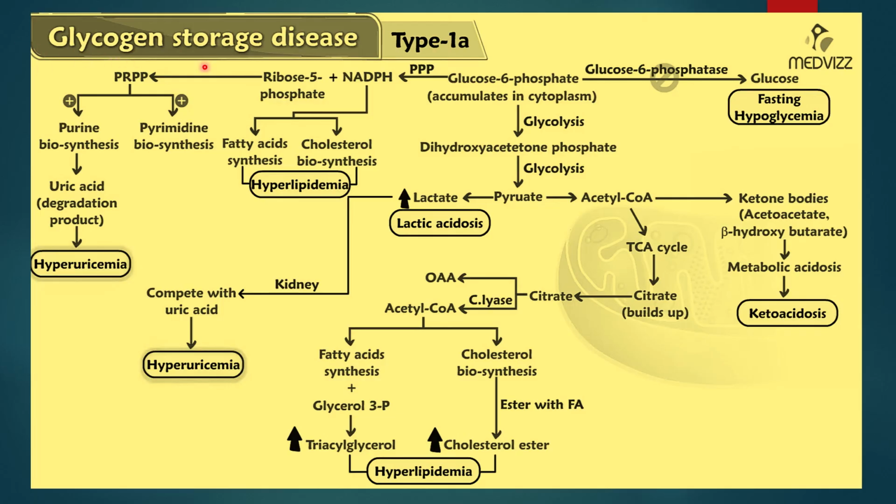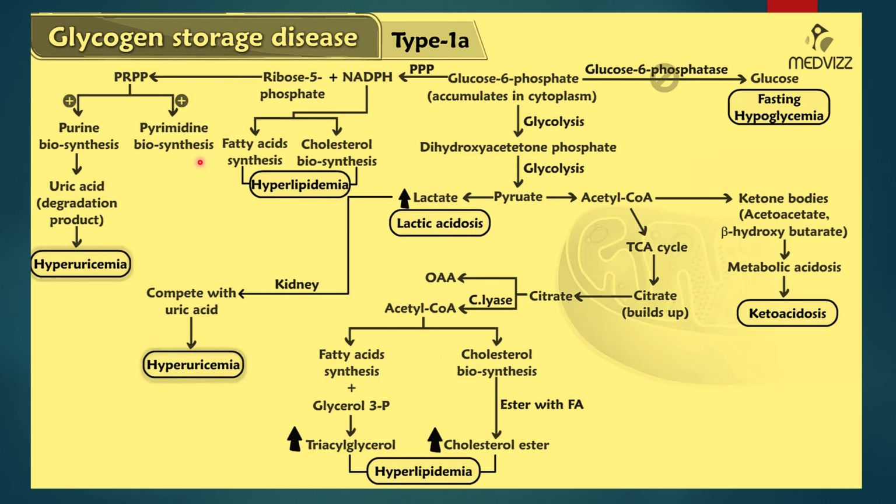Then glycogen storage disease type 1, that is von Gierke's disease. It is of two types. One is type 1A and the second is type 1B. So let's discuss von Gierke's disease. Von Gierke's disease is the most important, most common type of glycogen storage disease, that is associated with fasting hypoglycemia, ketoacidosis, lactic acidosis, hyperlipidemia, and hyperuricemia also.